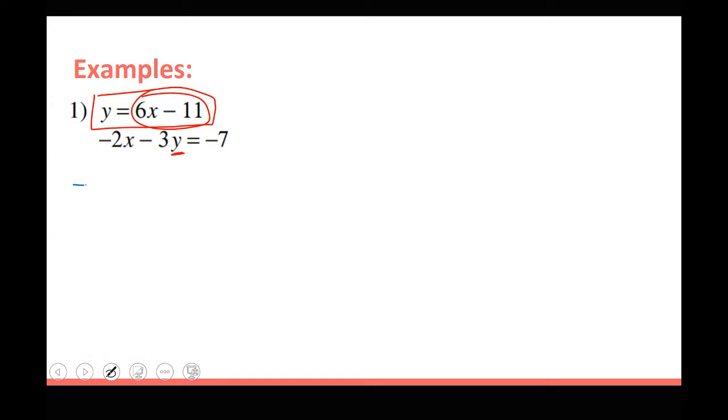I'm going to write that out. Negative 2x minus 3, and here's where the substitution comes in, times 6x minus 11 equals negative 7. So if you notice now, there's no y in my equation. I have it to just x, which means that I can solve for x. So let's go ahead and do that. I'm going to do the distributive property with that 3.